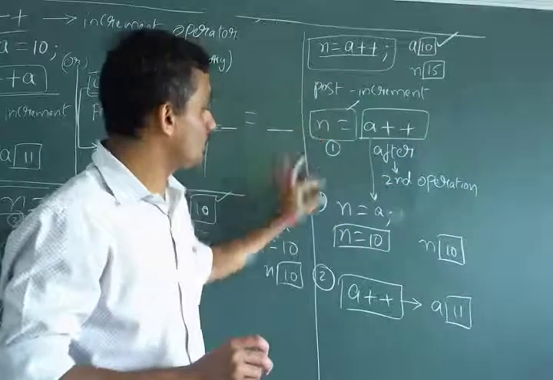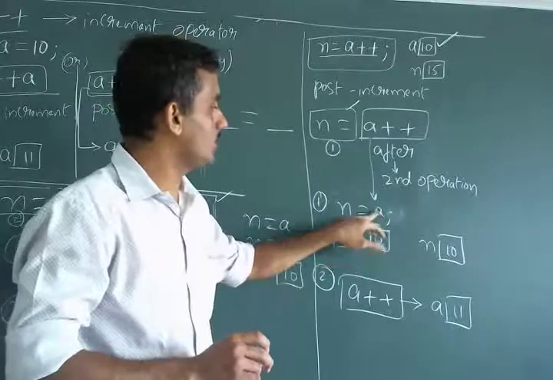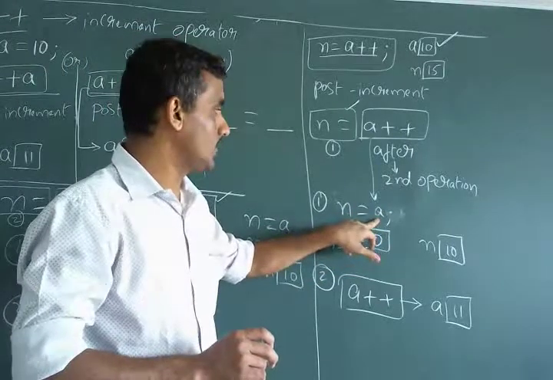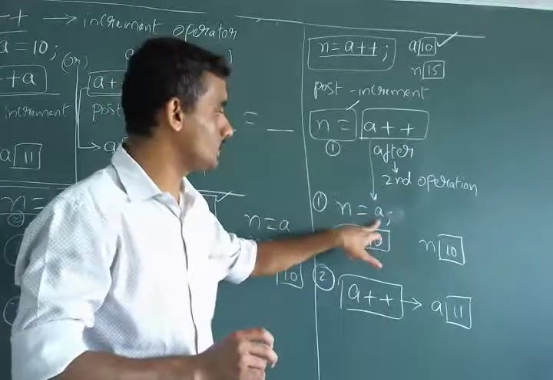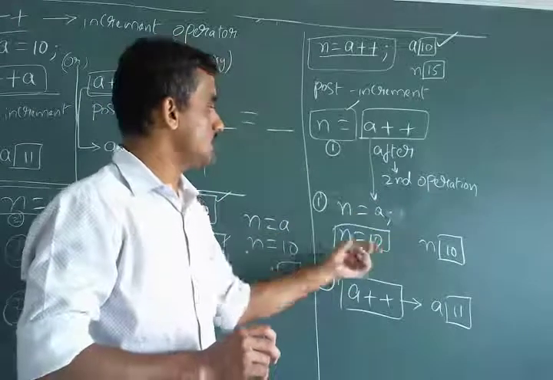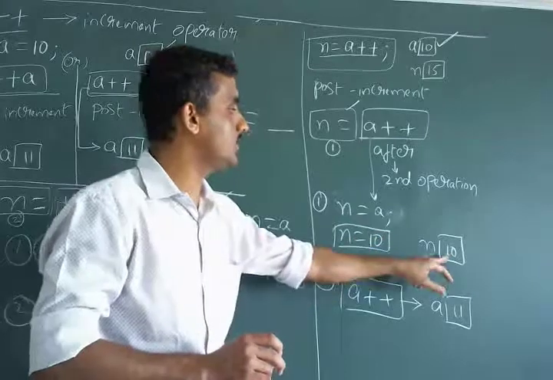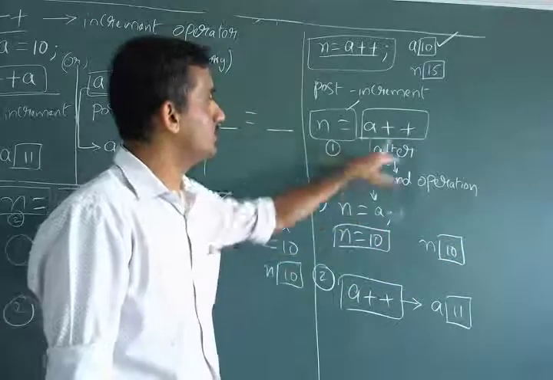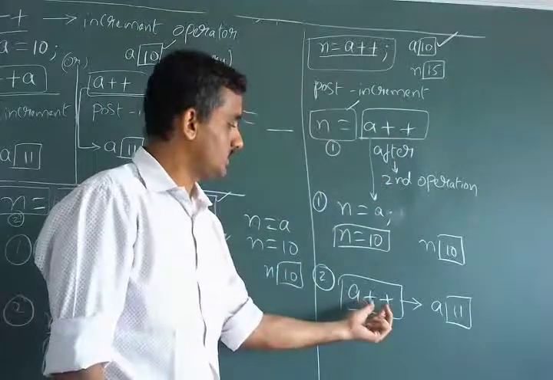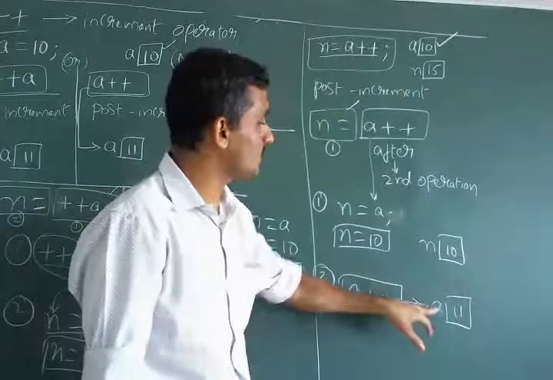So when you are writing the first operation as n equals to, you cannot leave it blank. So you have to write the variable here. Don't write plus plus here, because plus plus we are not doing. Only n equals to a. Plus plus we are doing next. So when you say n equals to a, n equals to 10, because a value is 10. So n value becomes 10. Next, the second operation you have to do. What is the second operation? A plus plus. Write that a plus plus. When you write a plus plus, you see the value of a, it is 10. Just increase by 1, it becomes 11.